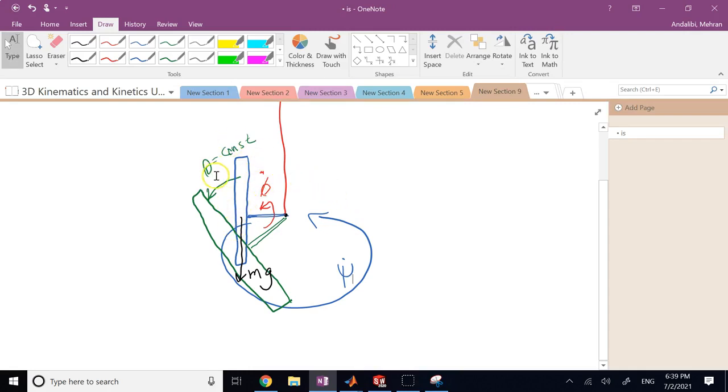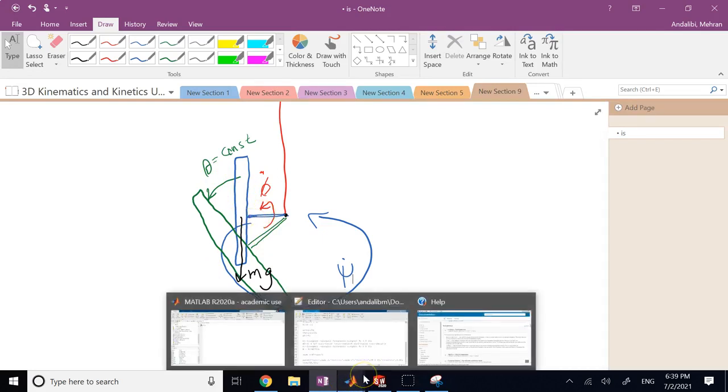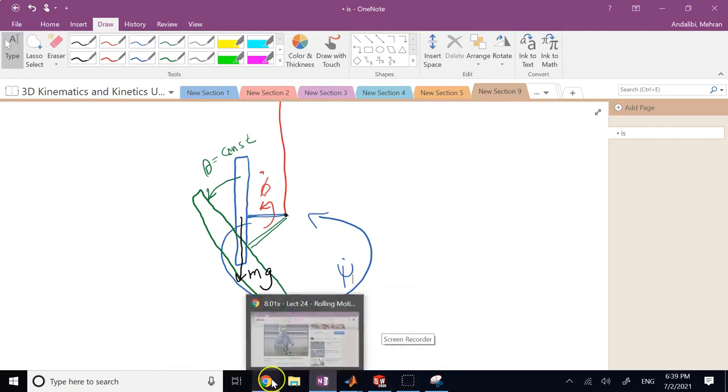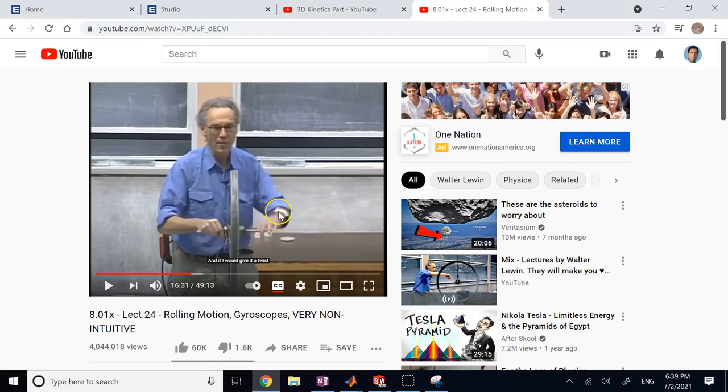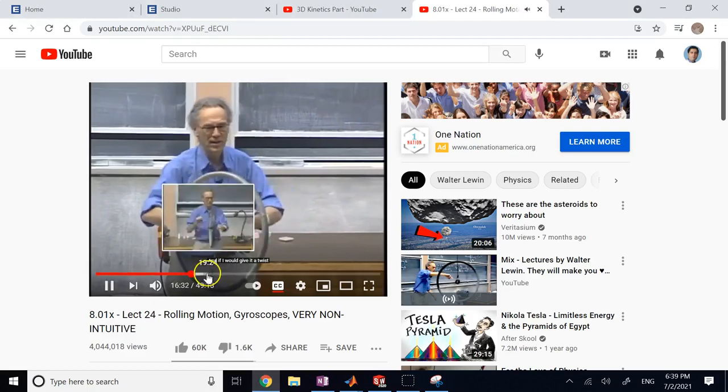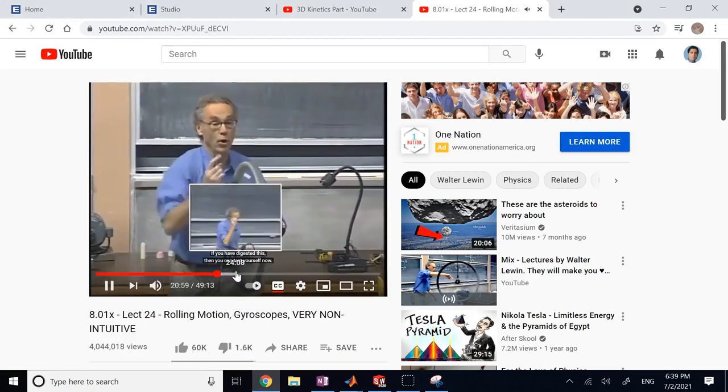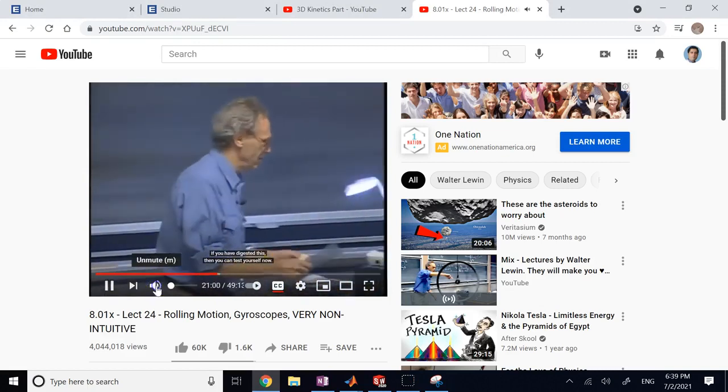because of this spin, when it gets the nutation, then the axis of this tries to keep its orientation. And that's what you use in a gyroscope to determine the orientation of rotating objects. So let me show you what he does. So I would give it a twist. So let's see what he does.